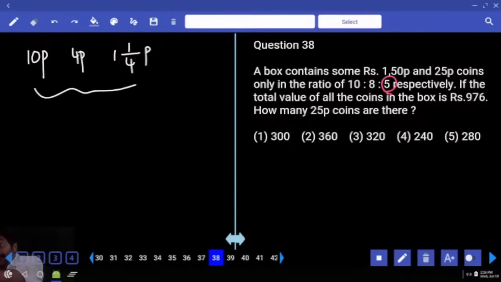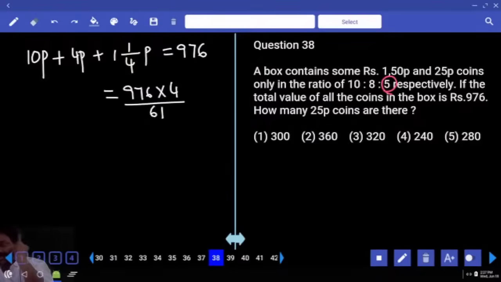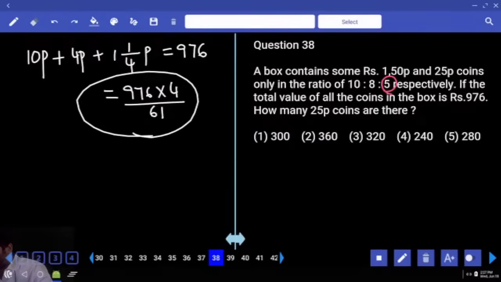What are these three values? Amount collected from each type of coins. Yes? If you add these, that should be equal to the total amount, 976. 10 plus 4 plus 1 and 1 by 4. 15 and 1 by 4 can be written as 61 by 4. 61 by 4 goes to the other side and it becomes 4 by 61. Correct? What is this value? 1 part.